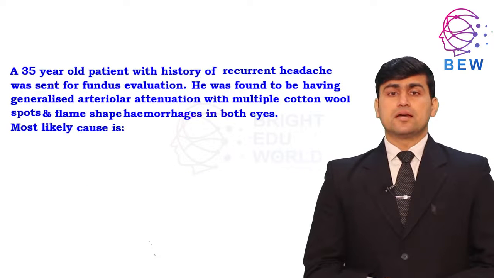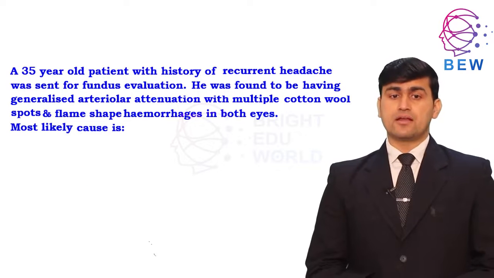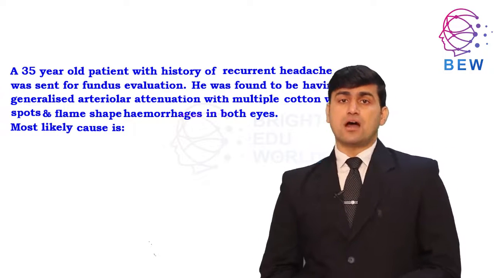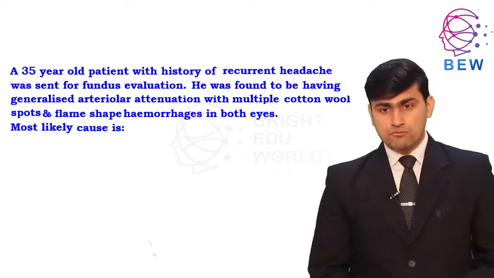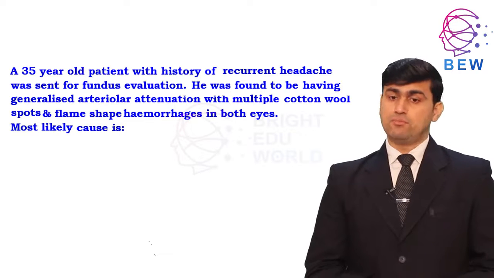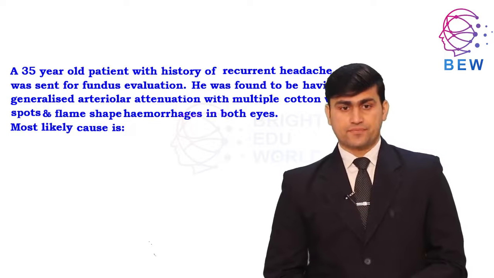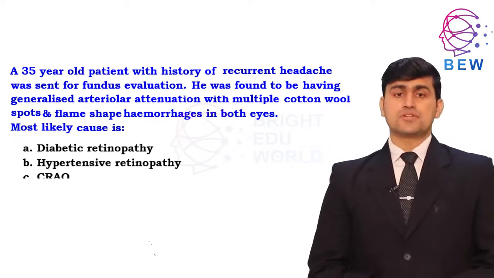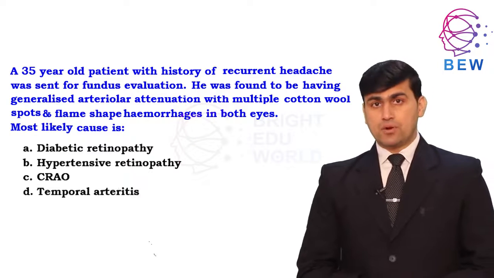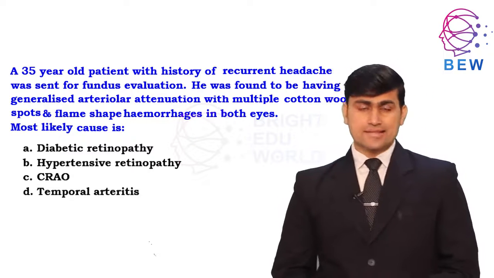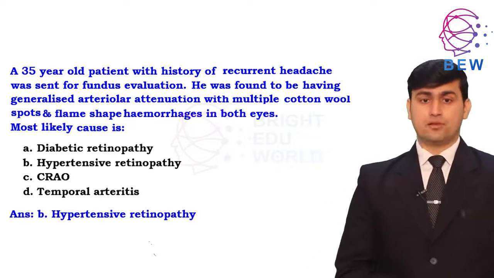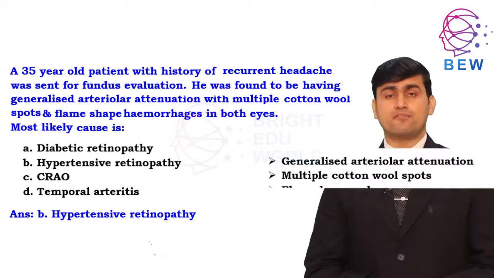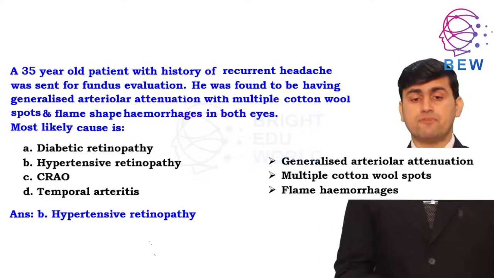Next question. A 35-year-old patient with history of recurrent headache was sent for fundus evaluation. He was found to be having generalized arteriolar attenuation with multiple cotton wool spots and flame-shaped hemorrhages in both eyes. Most likely cause is option A diabetic retinopathy, option B hypertensive retinopathy, option C CRAO, and option D temporal arteritis. So what is the correct answer? Correct answer here is hypertensive retinopathy, since generalized arteriolar attenuation with multiple cotton wool spots and flame-shaped hemorrhages mostly favor the diagnosis of hypertensive retinopathy.